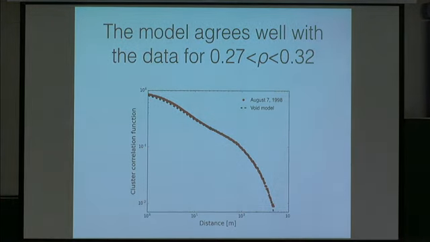Okay, so this is the data. The red dots are the data, and this model is the cluster correlation function for the model, and it can be well reproduced by this range of rho. We chose this rho to represent this connectedness in the ponds, and it doesn't really have to do anything with the actual pond coverage. But it turns out that the actual pond coverage is also around 30%.